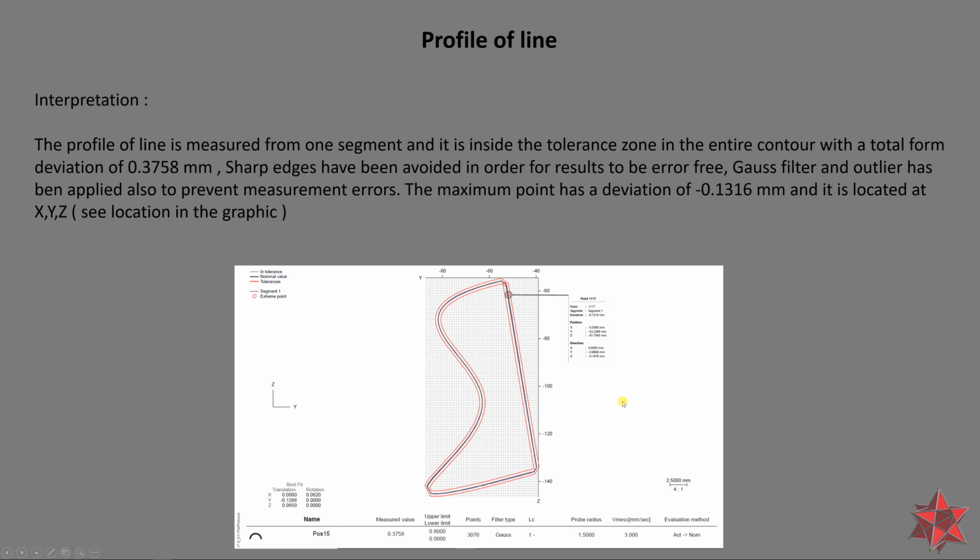Okay, also we can see in the left corner right here the information on rotations and translations if we do a best fit alignment on the section. And of course the name of the position, the measured value, the upper and the lower limit if it's the case, not the case right here, the number of points used for scanning, the filter type, the wavelength, the probe radius, the speed in millimeters per second, and the evaluation method.